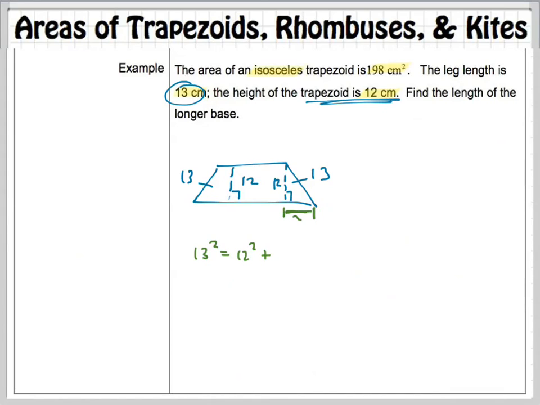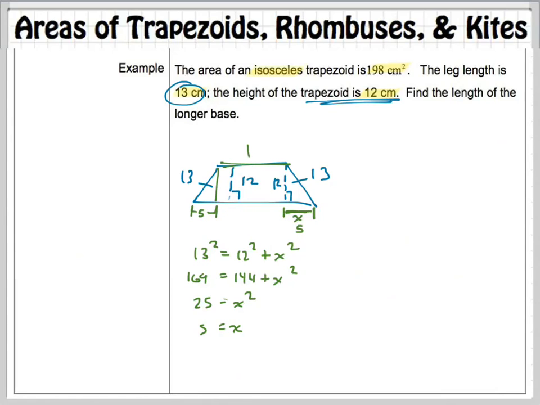Plus, we'll call this x. X squared. And that will be 144. That will be 169. What's 169 minus 144? Some of you guys know that by heart, so I thought I'd ask. 25. That equals x squared. X equals 5. That means this is 5. So that means this is 5 right here. Now I just need to know what this is.